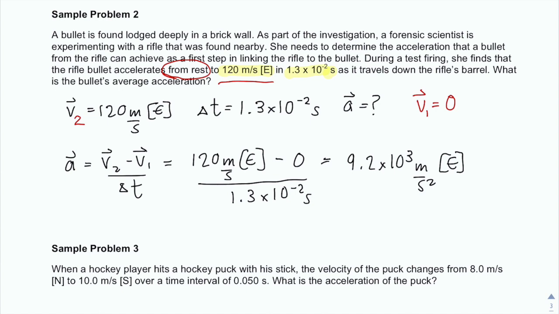Bullets accelerate over a very small distance to a very high speed. That means that their velocity is changing by a very large amount in a very small amount of time, resulting in a big acceleration. Let's try sample problem number 3.